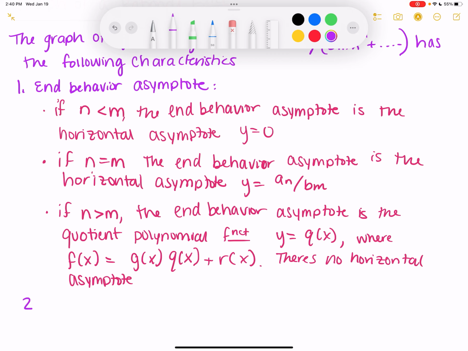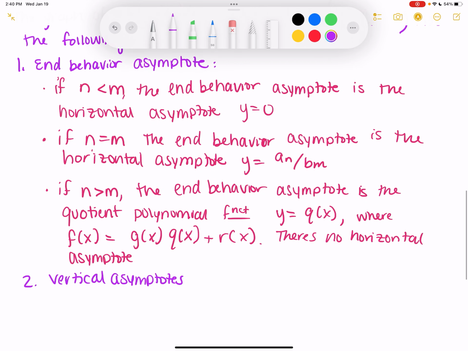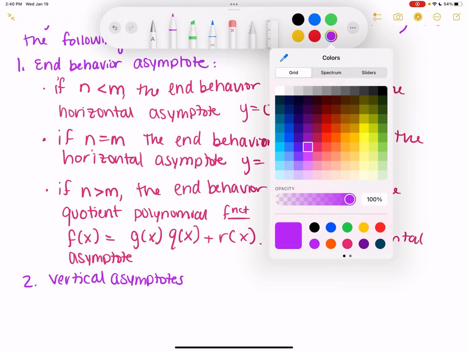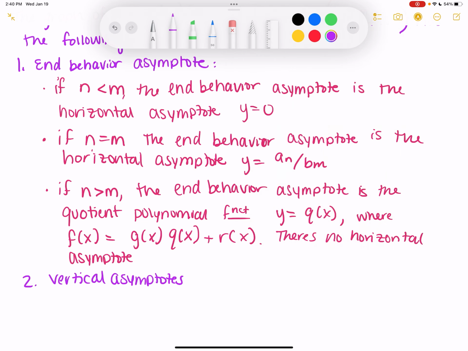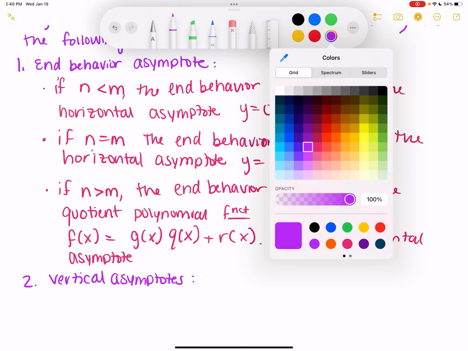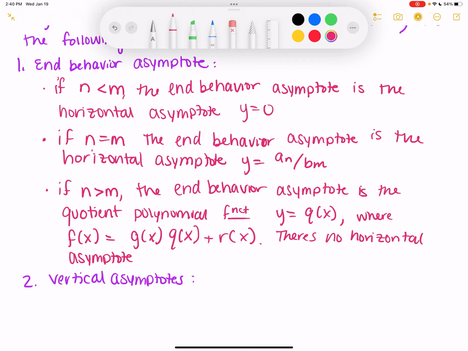So then, vertical asymptotes. I don't know what purple I was using. Oh, it's this one. You can also save colors if you wanted to know that. You just hit the plus sign and you can save the color that you're using. I didn't know they had that. I wish we did that earlier. I did the little dropper thing where you put it over the color so you use the same color.